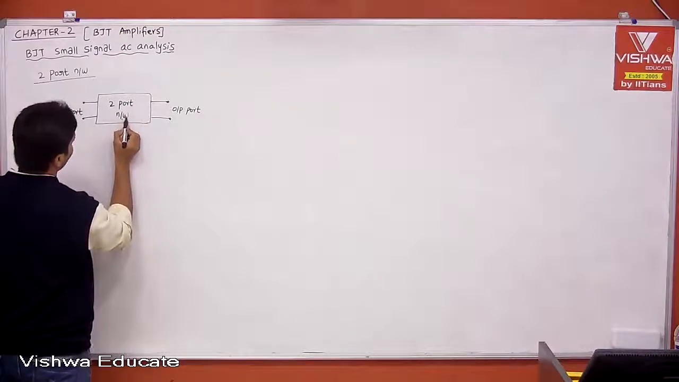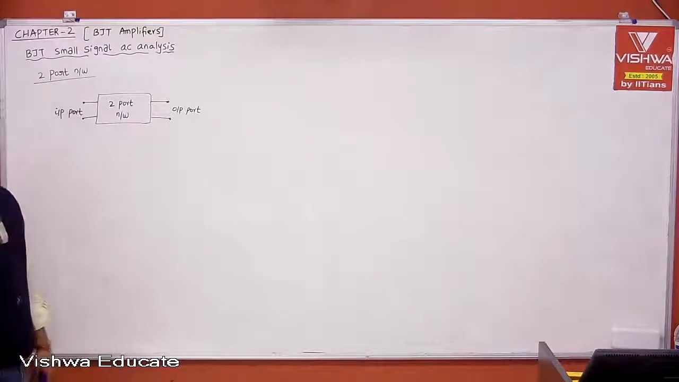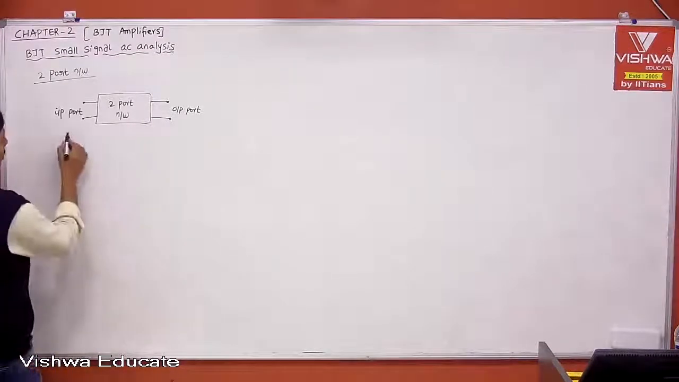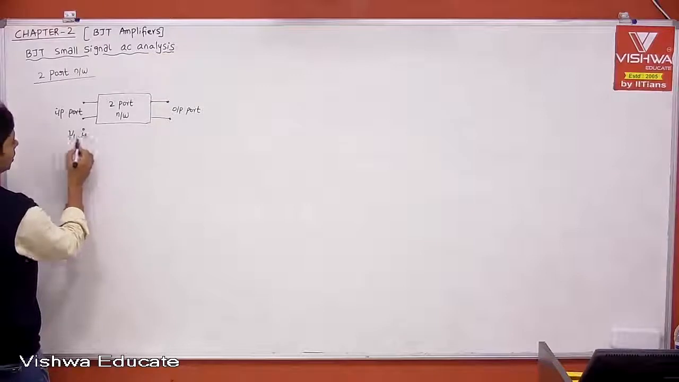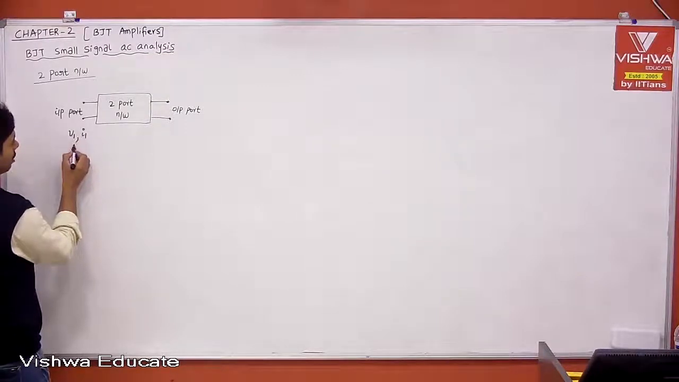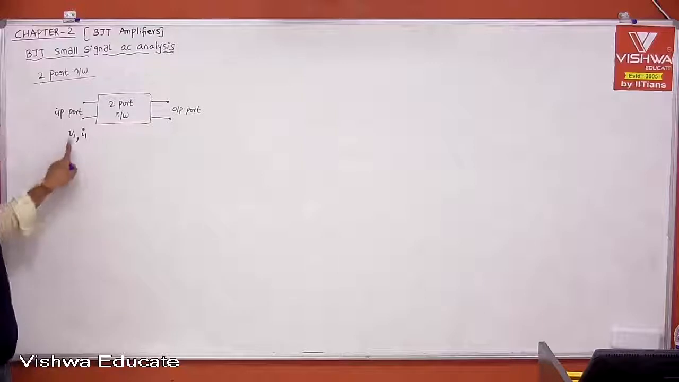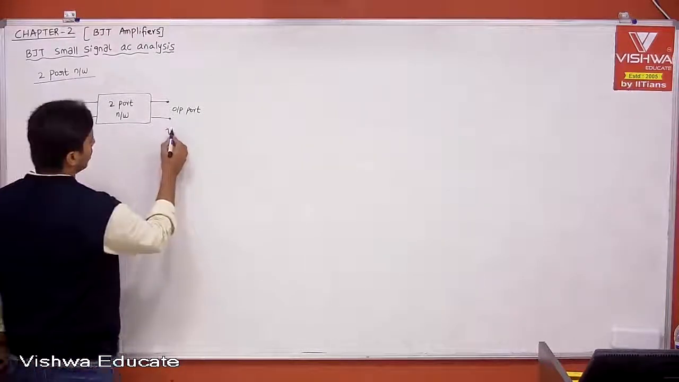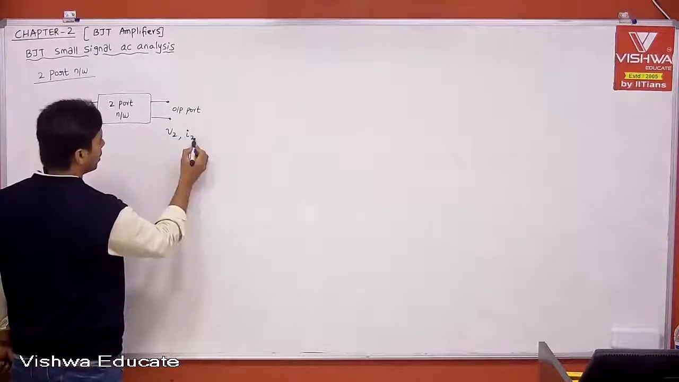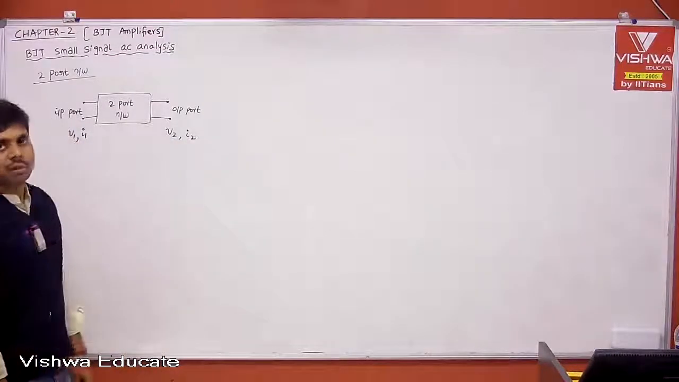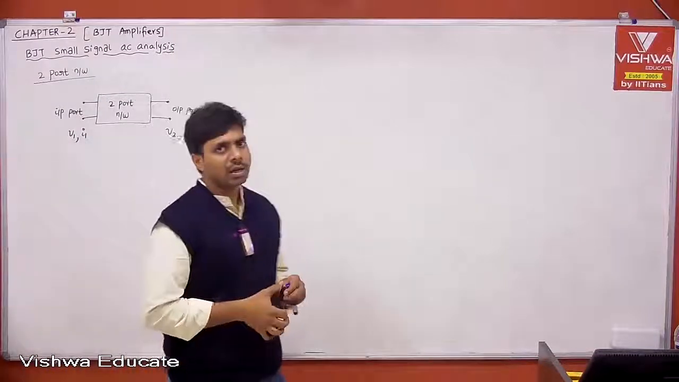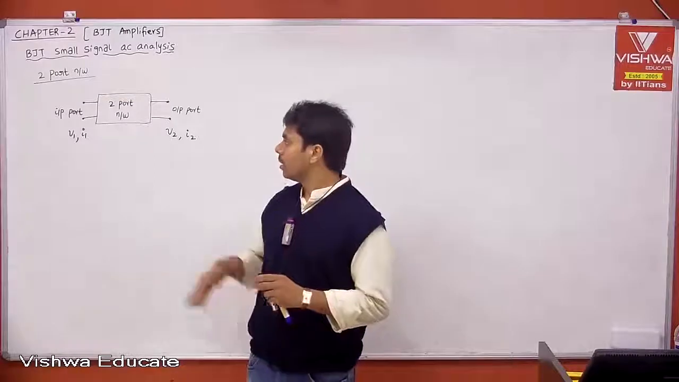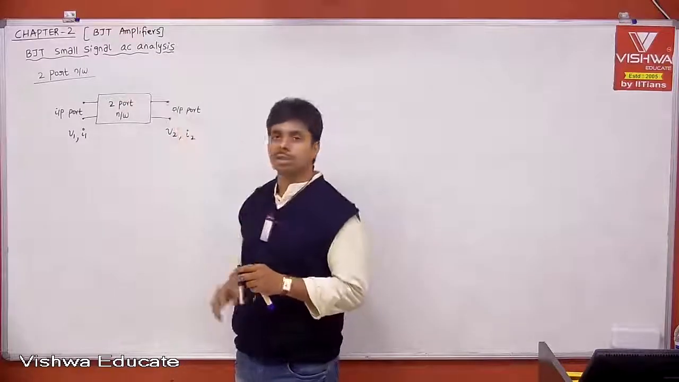The two-port network can be modeled or characterized with respect to electrical signals, which are nothing but V1 and I1. If you observe clearly, I am representing them with small letters, meaning only AC signals, the signals which are changing with respect to time, right? Similarly, small V2 and I2. But remember, the two-port network analysis we are doing is valid for any signal, whether it is a DC signal or an AC signal. But here, I am applying it only for small signals.